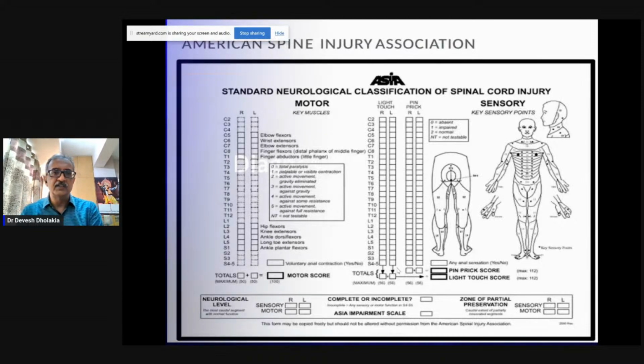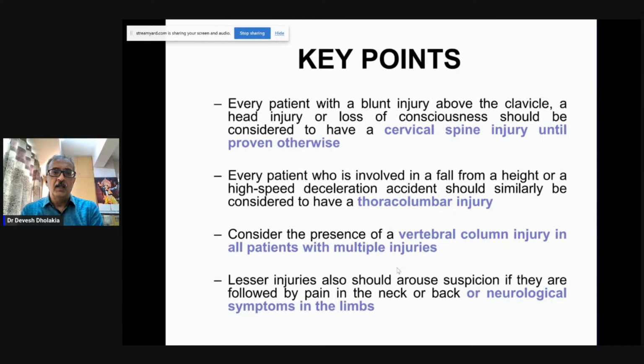How do you diagnose these spinal injuries? The key points to remember: anytime you have a blunt injury to the head or there's loss of consciousness, do not rule out a cervical spinal injury. For every patient involved in a fall from a height or a vehicle accident, think in terms of thoracolumbar injuries. Consider the presence of vertebral column injury in all patients with polytrauma. Even with lesser or minor injuries, if there is neck pain or back pain or some neurological symptoms in the limbs, think in terms of a vertebral column injury.